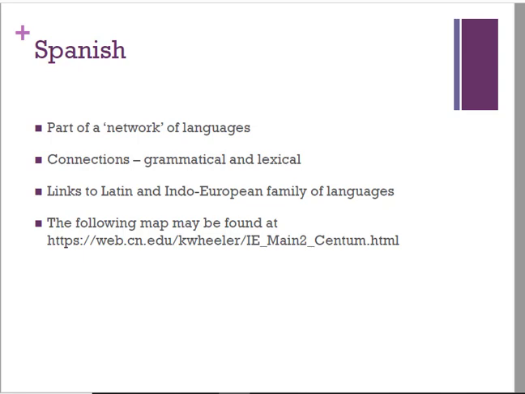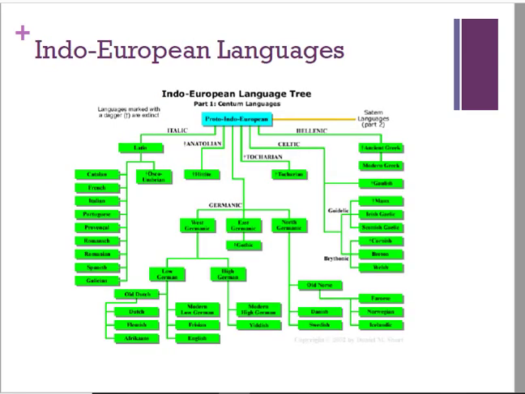Spanish is part of a network or a family of languages, if you want to look at it that way. So it has connections that are both grammatical and lexical to all these languages. So it has links to Latin and to other Indo-European family of languages. You have a link there in which you can see the full map of where Spanish is at. This is a language tree that you can see, and Spanish could be within this family of languages here.